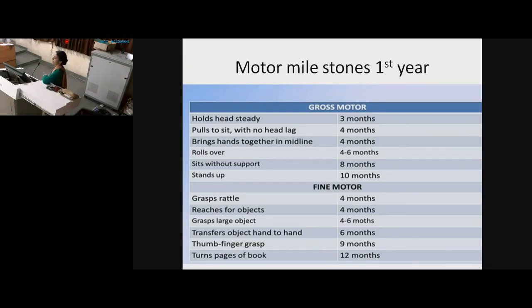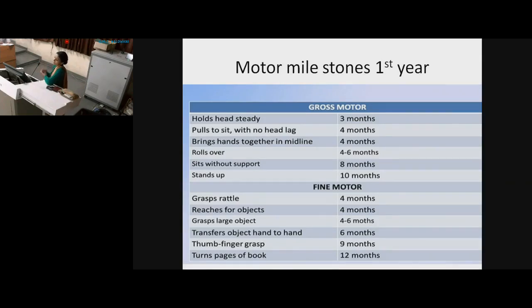So by 3 months, the child holds the head steady. Whenever the mother holds the child in the lap, initially she has to support the head of the baby because it tends to fall back. By 3 months, she will be able to leave the head of the baby and the child will be able to hold that. She will just have to support the back and the child will hold the head. By 4 months, when she holds the baby, the child is able to look side by side also. Right? And when she pulls the child to the sitting position, he's able to hold his head properly. It doesn't lag behind. Then between 4 to 6 months, he rolls over.